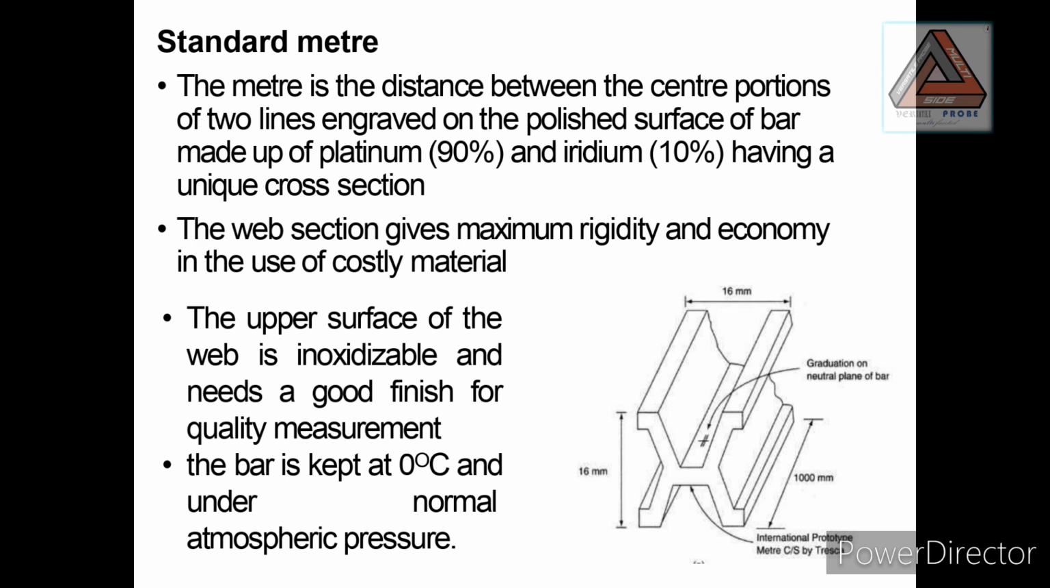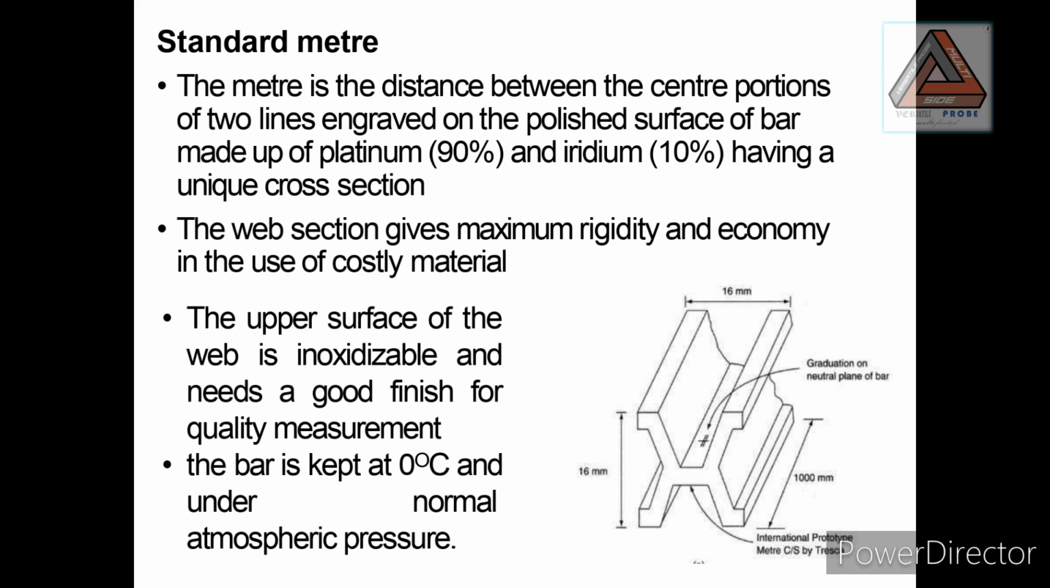End standard. End bar. The end bar is made up of steel having a cylindrical section of 22.2 mm diameter, with the faces lapped and hardened at the ends, and is available in various lengths. Slip gauges. Slip gauges are rectangular blocks of hardened and stabilized high-grade cast steel.